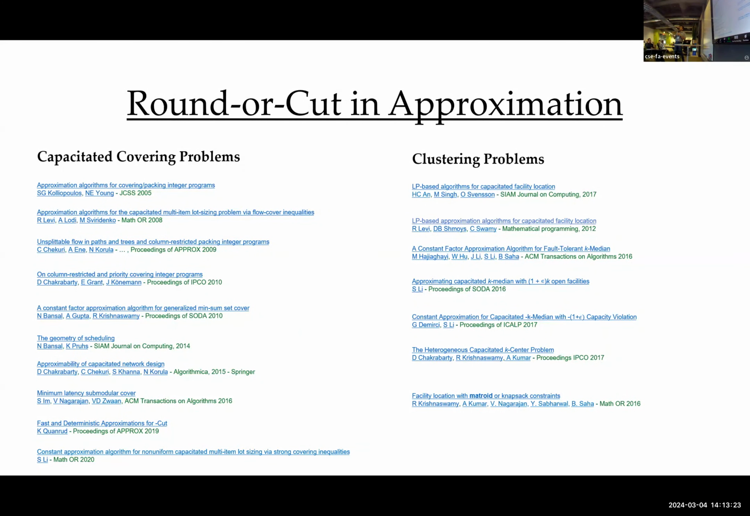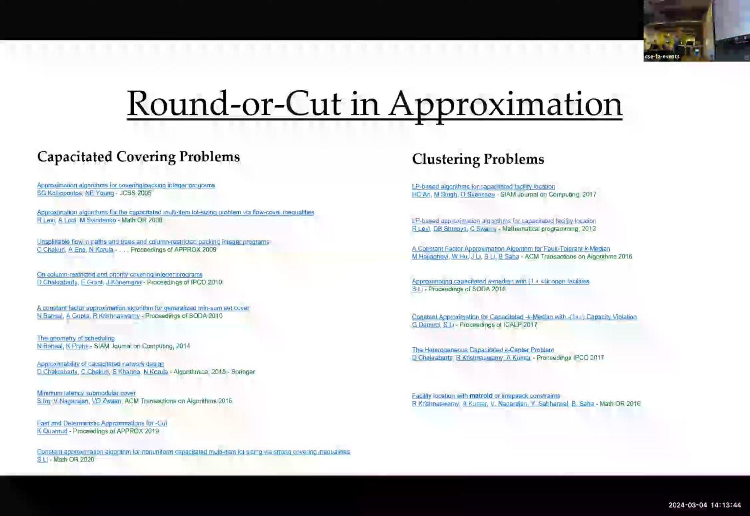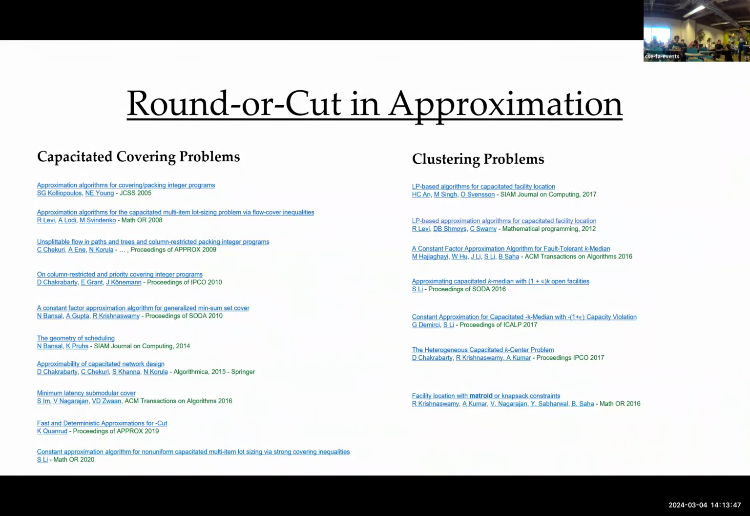There was an LP, there was a local search-based constant factor known, and it was an open question whether there is some LP-based algorithm known. And there was a paper by Levi, Shmoys, and Swamy, who sort of said maybe these knapsack cover kind of inequalities can help. And indeed, a paper by An, Singh, and Svensson did that. That's the first thing. So there are many other follow-up things. I think capacitated k-median, Shi has a bunch of works, I'm sorry, where you get, if you violate the number of centers a little bit, or the capacity a little bit, you can get constant factor approximations. So there has been a lot of work which uses this snapshot of this round-off cut method in approximation algorithms.